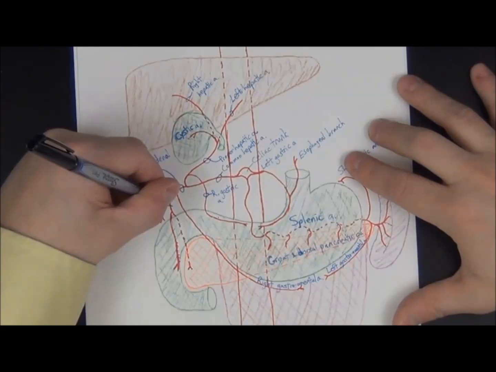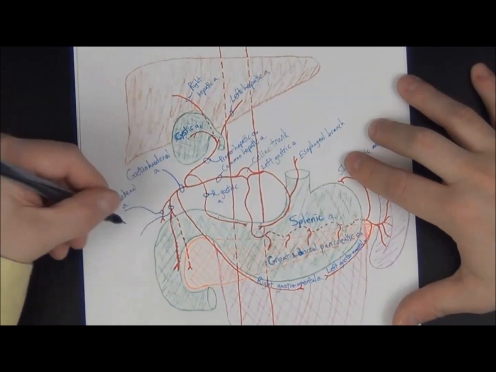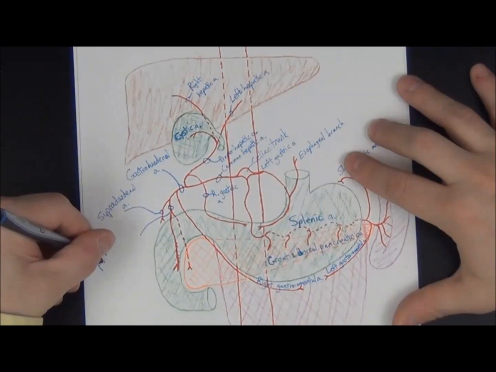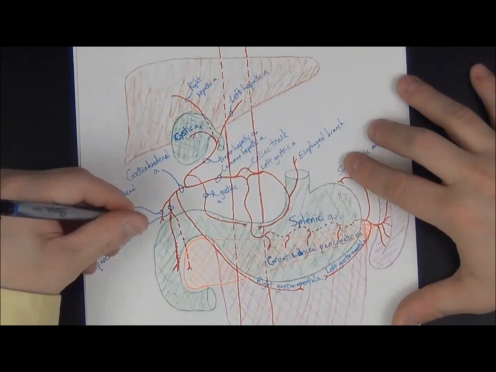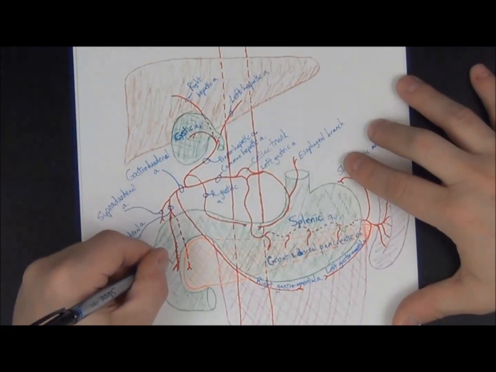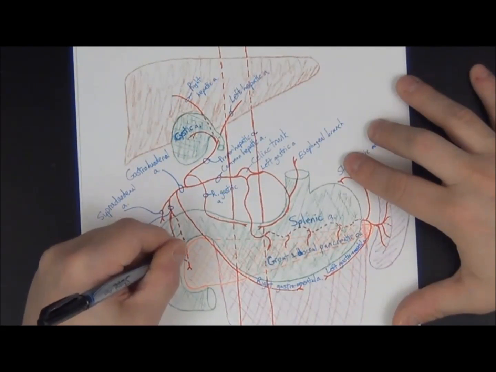And this guy is named appropriately, but a little bit long-windedly. This is the superior pancreatico-duodenal artery. And it has an anterior branch and a posterior branch.